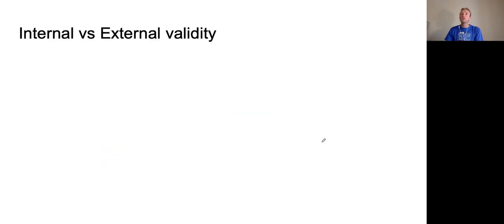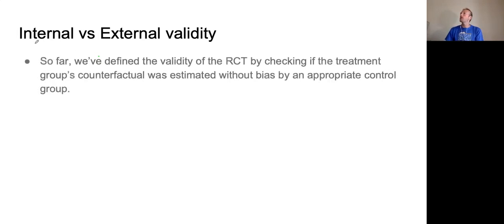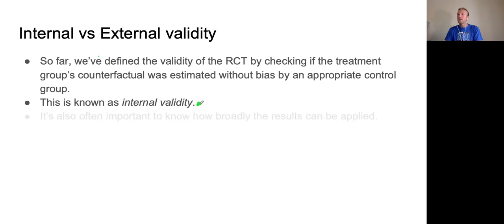Okay, so we're going to talk about internal versus external validity right now. What do we mean? Well, so far we've defined the validity of the RCT by checking if the treatment group's counterfactual was estimated without bias by an appropriate control group. So we've talked about validity, but this kind of validity is known as internal validity. So it's internally valid inside the RCT, right? The counterfactual or the comparison group on average is equal to the treatment group. That's called internal validity, okay?